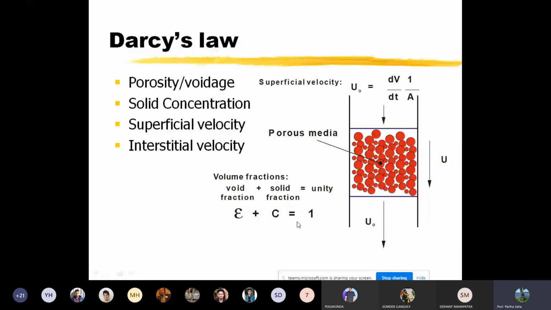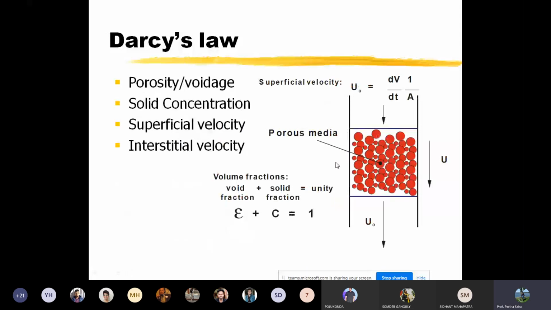So what happens when the fluid starts moving from one side to another? If the interstitial velocity is u, it is given here as u. Okay, so the superficial velocity will be u naught equal to dV by dt times 1 over A, where A is the cross-sectional area and dV by dt is the volumetric flow rate. Okay, so that is how you derive it, and u here is actually the interstitial velocity.